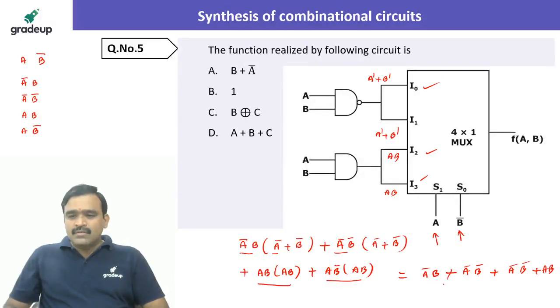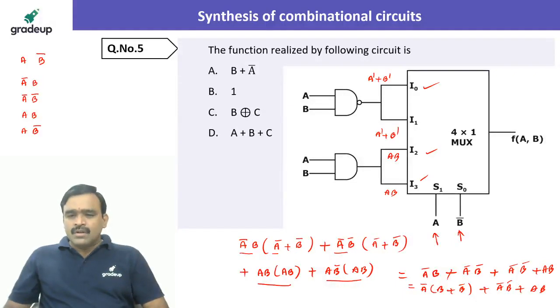Now coming to this, we can take A bar as common. B plus B bar, plus A bar B bar plus AB. AB whole bar is nothing but A bar plus B bar. A bar B bar A bar is A bar B bar, we have written. And A bar B bar B bar is A bar B bar only. Plus AB is written. A bar B A bar is nothing but A bar B. A bar B B bar becomes 0.